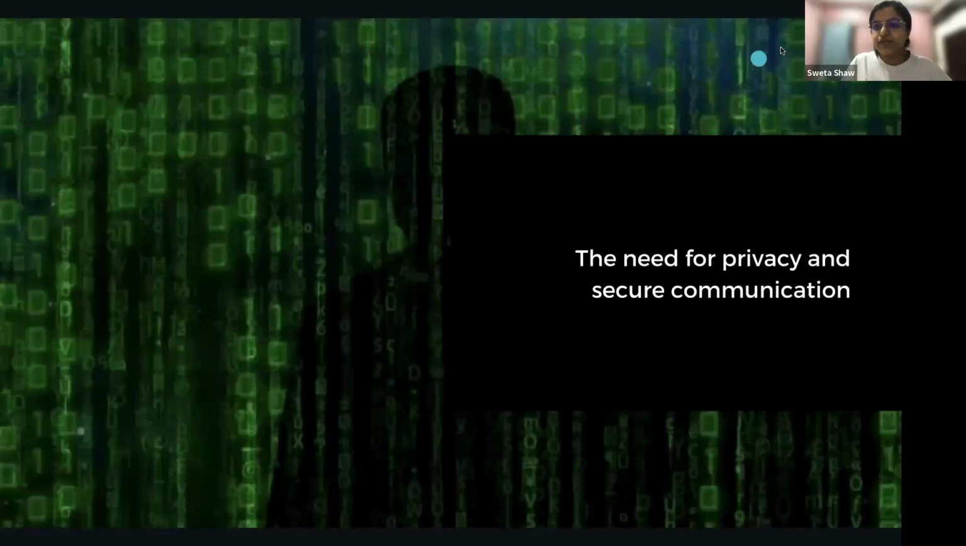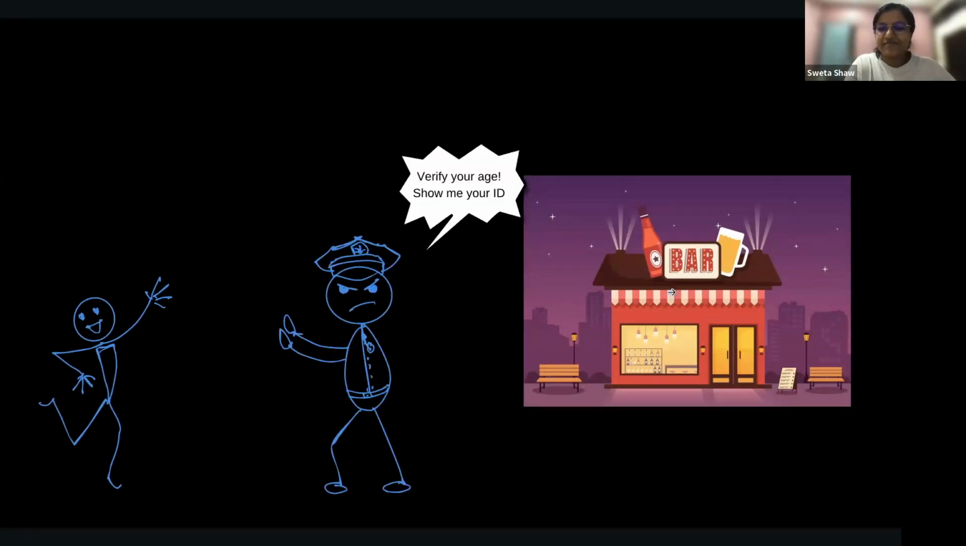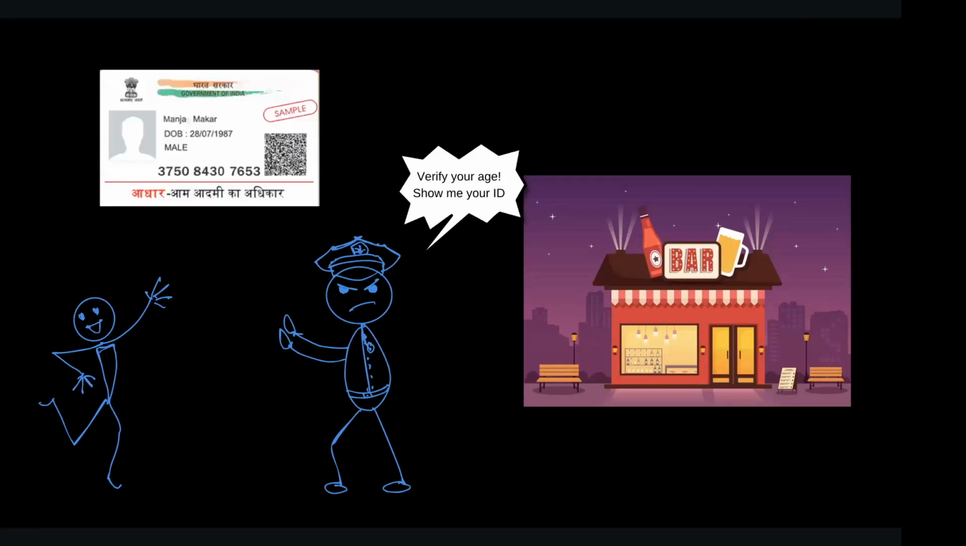First of all, there is a need for privacy and secure communication. And why do I say that? For example, suppose there's a bar and you want to go. Yay, we'll go to the bar. But there's a bouncer or some security people there, and they ask you to verify your age, show me your ID. What do you do? You show them your Aadhaar card or some social ID. But then when you show them your social ID, you not only reveal your date of birth, but your entire information, maybe your name, your address, and all the other information, which might not be needed.